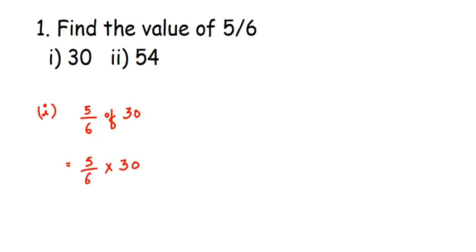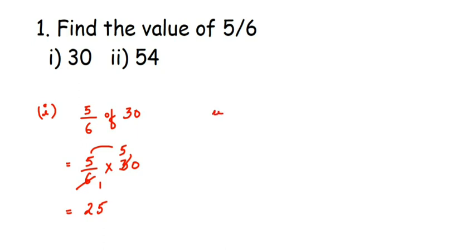So here you have to reduce them to reduced form, like lowest form. So you're going to cancel them. We can cancel 6 and 30, 6 ones are 6, and 6 fives are 30. Remember, 30 is in the numerator, okay, and 6 is in the denominator, so you can cancel them. Now here only 5 is left, 5 and 5 is left in numerator, so just multiply them. So 5 fives are 25. So 5/6 of 30 is 25.